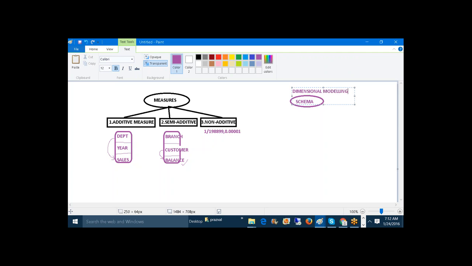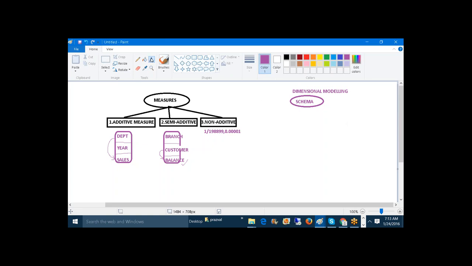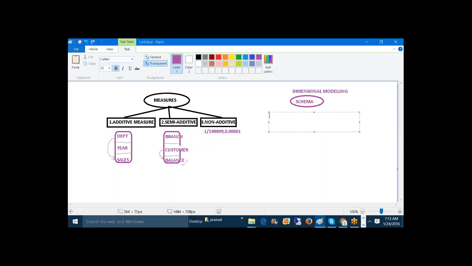Basically, we have two types of data modeling at the database level. One is ER modeling, which is for OLTP systems, and number two is dimensional modeling, which is for OLAP systems. In dimensional modeling, we have three types of schema: star schema, snowflake schema, and starflake schema.